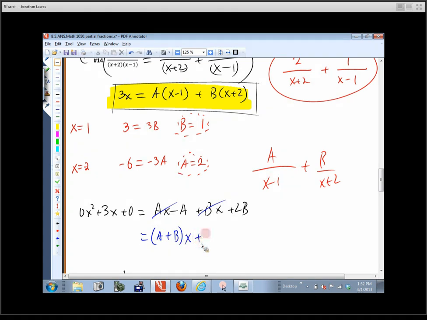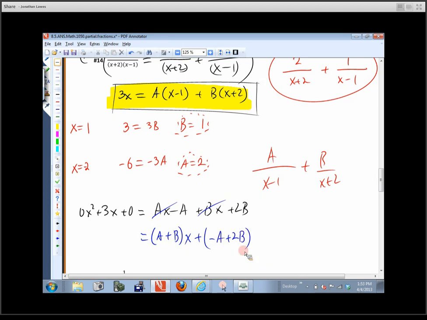Start a set of parentheses, and it's always better to put pluses. If you wanted to put a negative out front, you could, but you're just asking for a nightmare of keeping things straight. So I'm going to write a plus, and then I've got a minus a and then plus 2b. With me there?